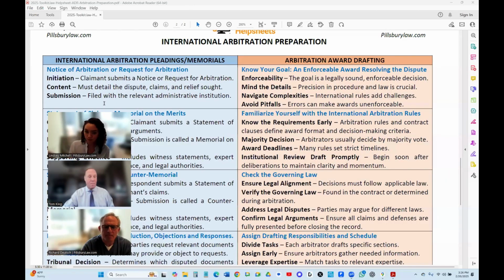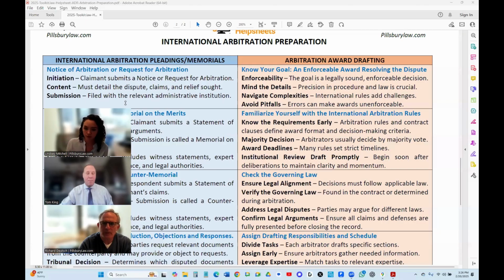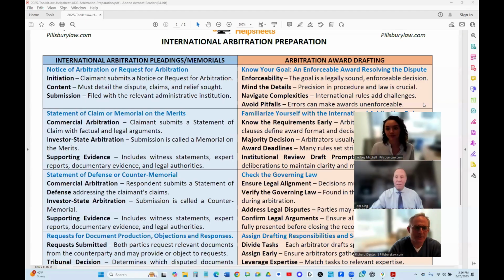Super. So we're looking at the first half of the help sheet on international arbitration and preparation. On this side of the help sheet that everyone's following along with, we've looked at exhibits and evidence and then witnesses. Now let's go to the second half of the sheet. And I suspect that, Richard, that's probably back to you. Yeah, actually, I think Lindsey is going to pick up the pleadings and memorials, and I'll finish.